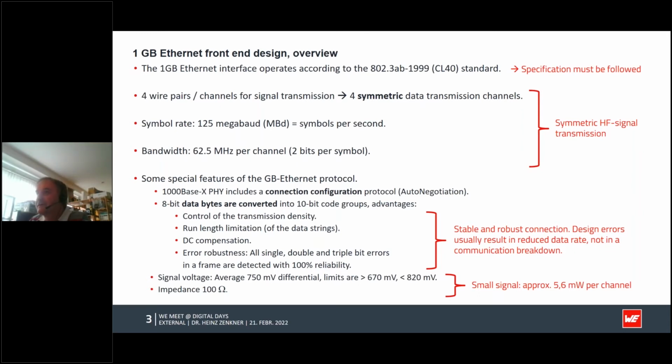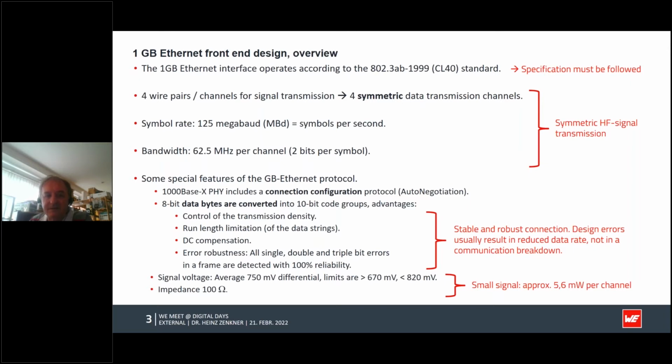The next point defined there is that gigabit Ethernet works with 4 wire pairs, so 4 symmetric data transmission channels with a bandwidth of 62.5 megahertz per channel. This means in the end it is a symmetrical RF or high frequency signal transmission which has to be considered.